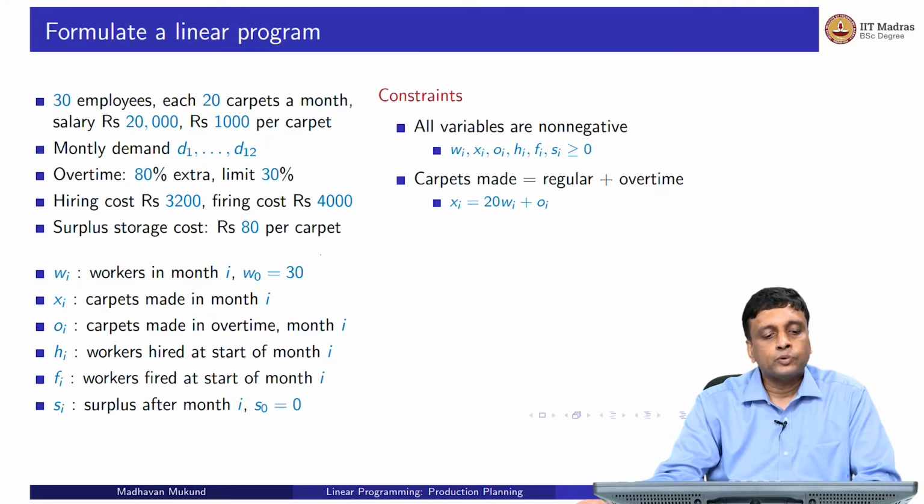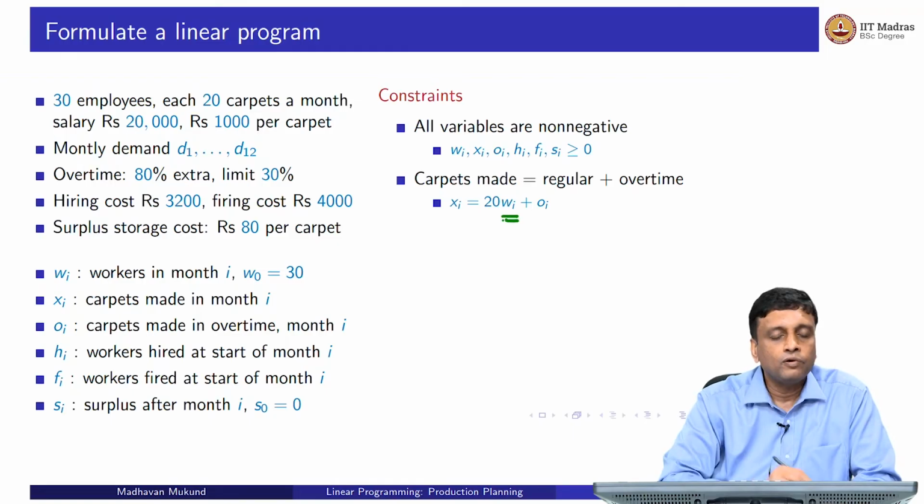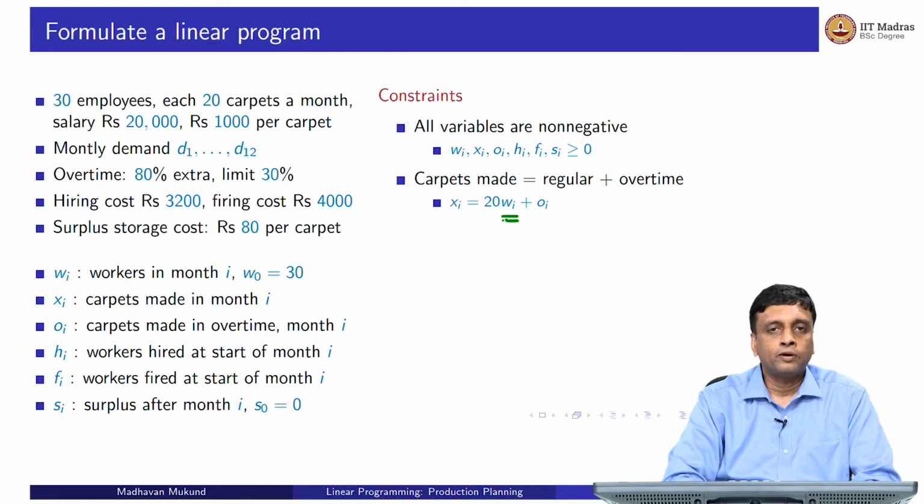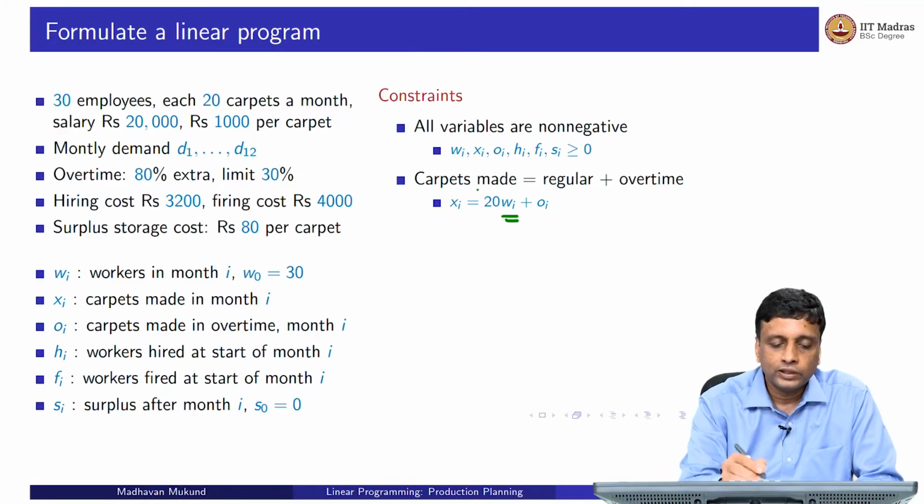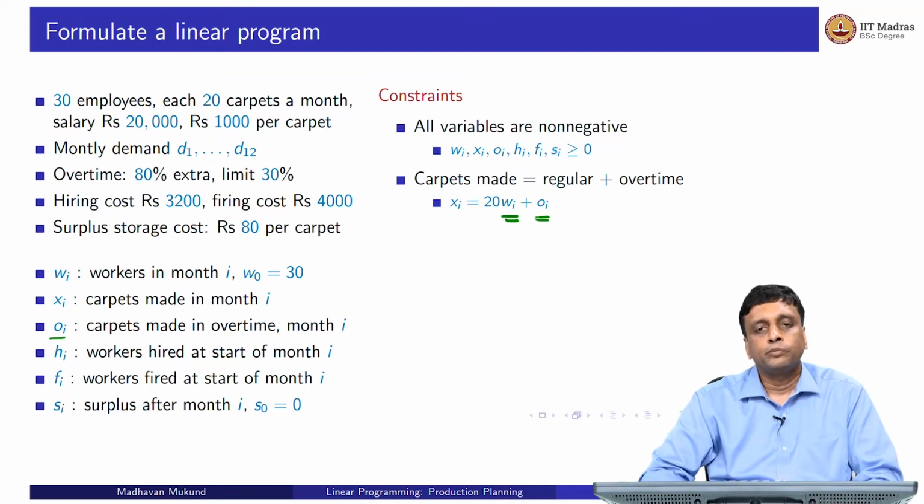So how many carpets do I make in a month? Well, every worker who is employed will make 20 carpets. So I'll get 20 times WI. If I have WI people on my staff, they are guaranteed to make 20 carpets, no more, no less. And in addition to that, some of them will make carpets because I asked them to do it in overtime. I am not particular about who does it, right. So I will just count cumulatively this value that we have kept track of, OI, as the total overtime contribution to my carpets made, right.